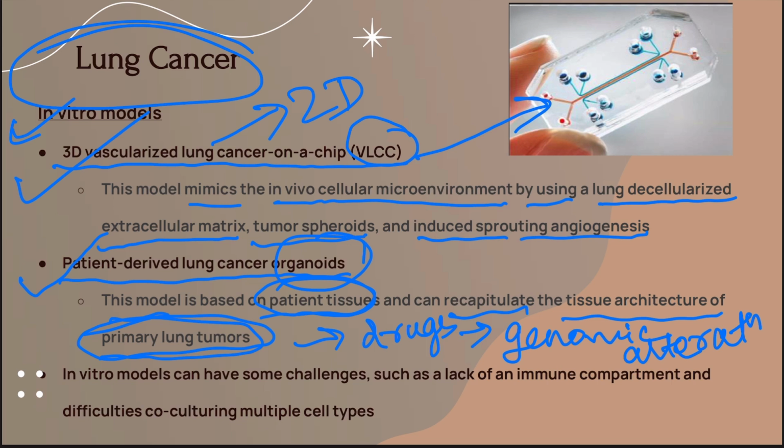Now coming to the disadvantages of using these in vitro models. The first thing is that they lack an immune compartment, which is seen in normal individuals, that is the normal immune system. And the next thing is the difficulty in co-culturing multiple cell types together. So these are the disadvantages of using the in vitro models for screening of drugs for lung cancer.